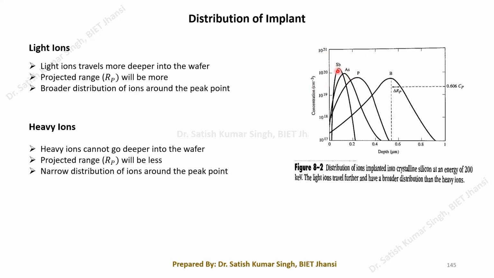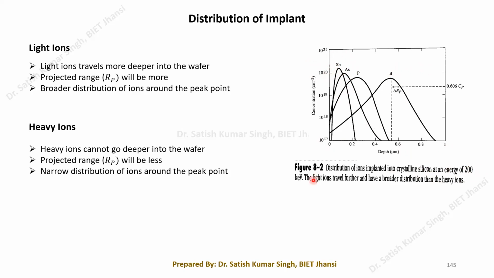If you want to increase the depth of doping for your antimony, you have to increase the implant energy. That is, 200 kilo electron volt is not sufficient in the case of antimony. If you want this antimony to be doped at this point, you need to increase the implant energy so that the peak can be shifted towards this direction.